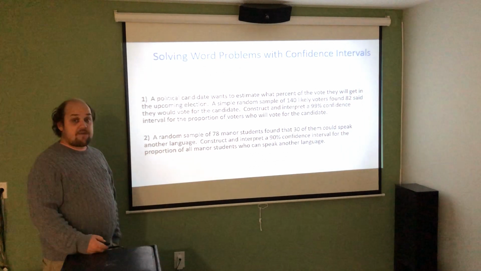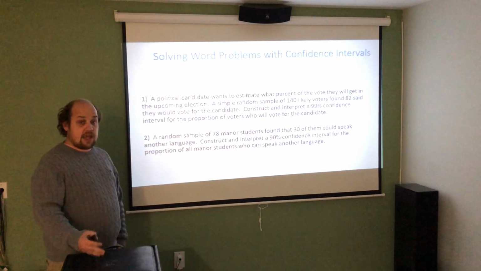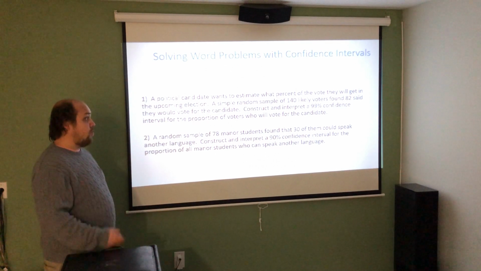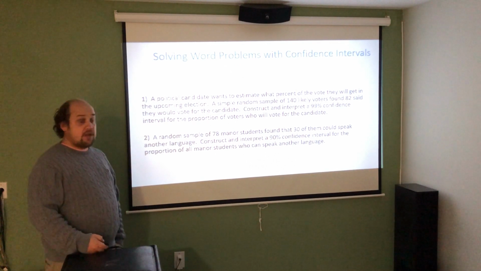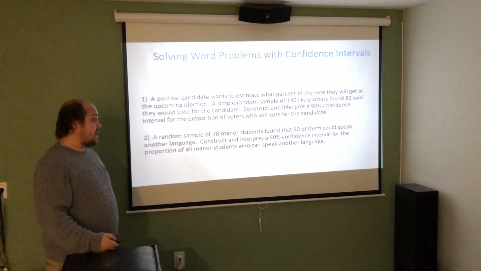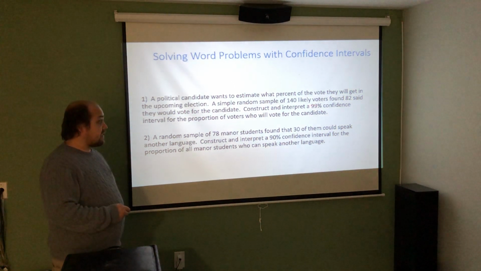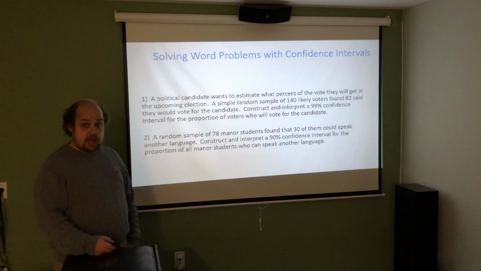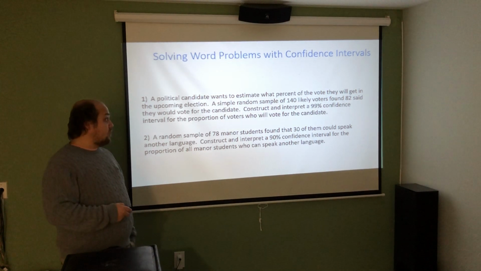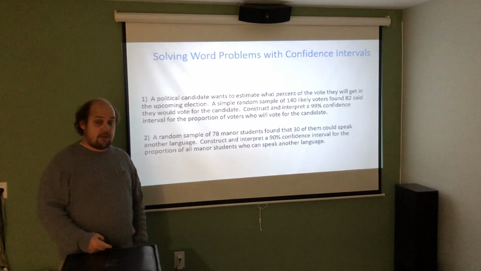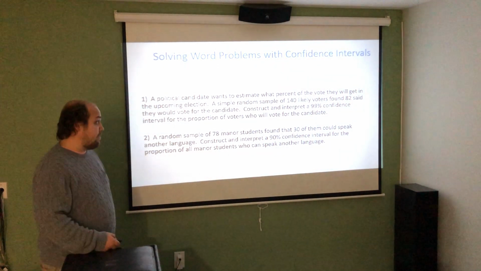So the first things I have to pull out are N, X, and confidence. N is the number of people in the sample, 140. X is the number that fit what we were looking for, 82. C is the level of confidence I want, in this case 99% is 0.99. So the first thing I need to do is take X over N to find p-hat. 82 divided by 140 in my calculator will tell me that p-hat.